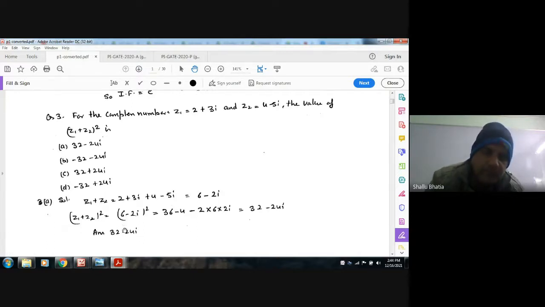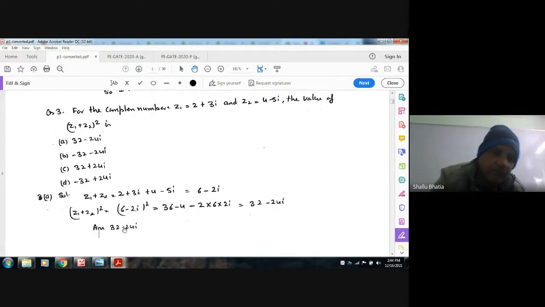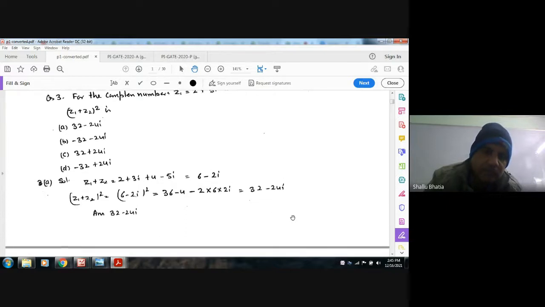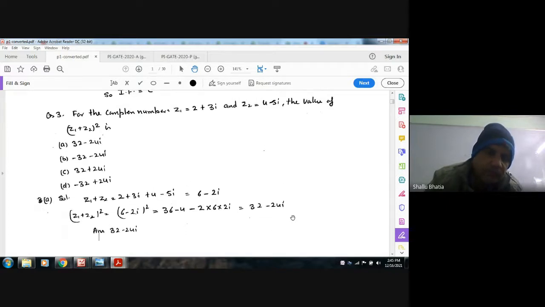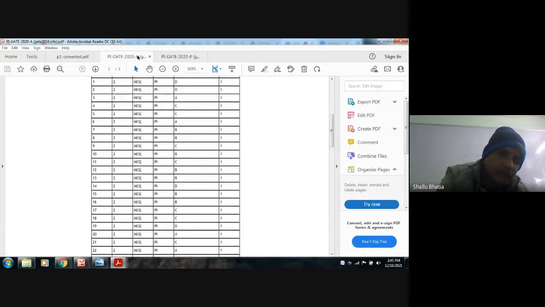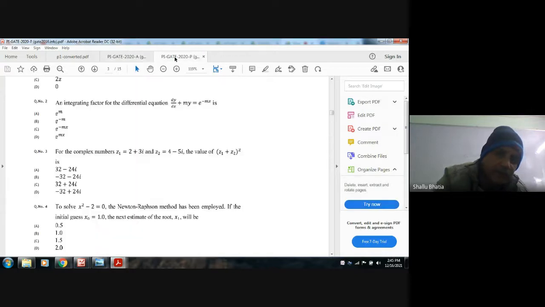then it will become the formula a² + b² - 2ab. So a² is 6², that is 36, and b² is (2i)², that is -4, and 2ab is 2 into 6 into 2i, that is 24i. So the answer is 32 - 24i, which is A. Question 3, answer is A. Okay, next.